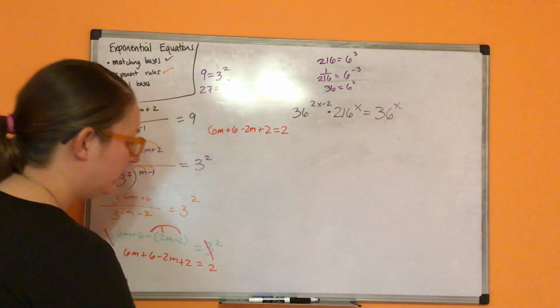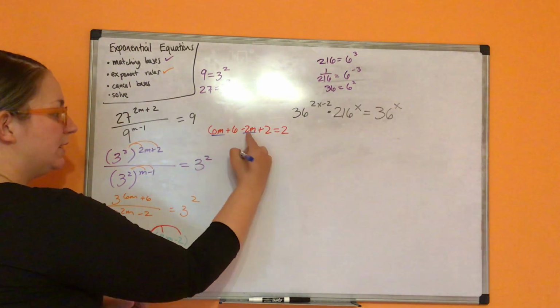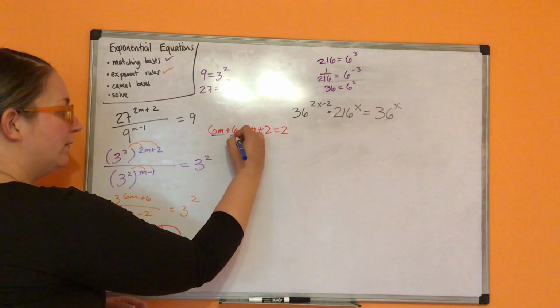All right, let's solve that out. I can combine some like terms here. 6m minus 2m is 4m.